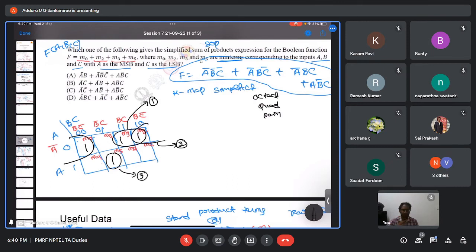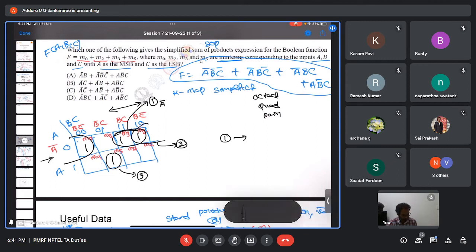Okay. Now for the first prime implicant, what will we get here? Along the A side, along this direction, what is common? I hope you know it is A bar. And along the other direction, what is common? Along this direction, I mean this direction. Okay, I'm just writing it in green.